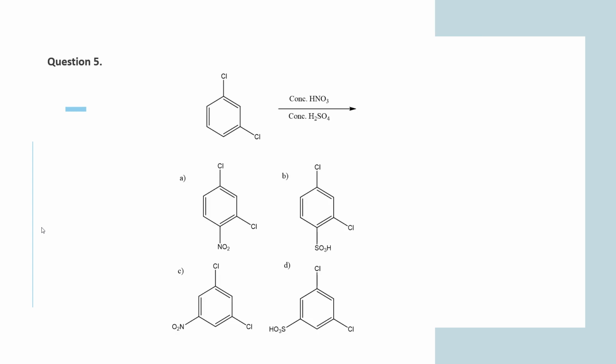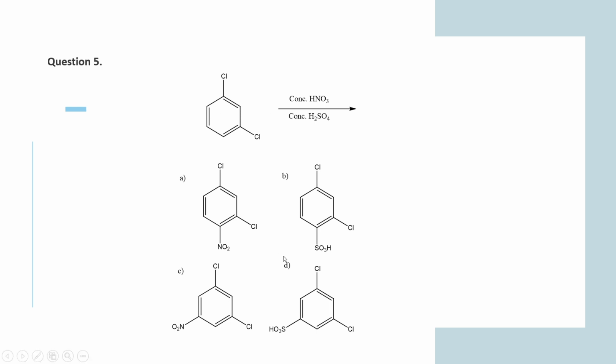So next we have a reaction which is given as dichlorobenzene, and you have to treat it with concentrated nitric acid and concentrated sulfuric acid. So what is the reaction condition given? As you all know, it is a nitration reaction condition. So we are subjecting the dichlorobenzene to nitration conditions, and you have to identify what will be the major product formed in the reaction.